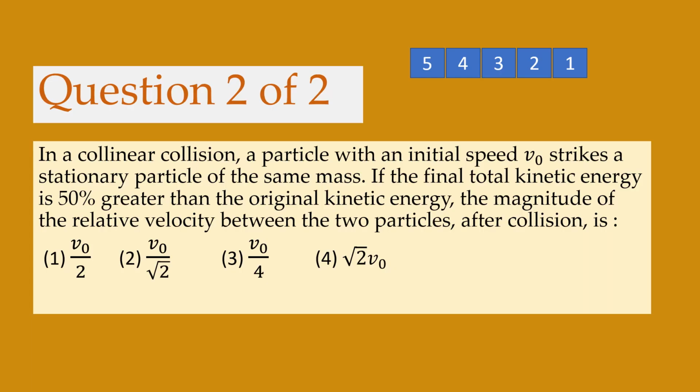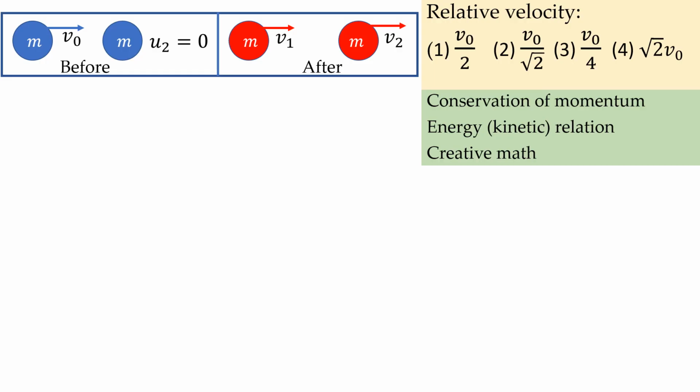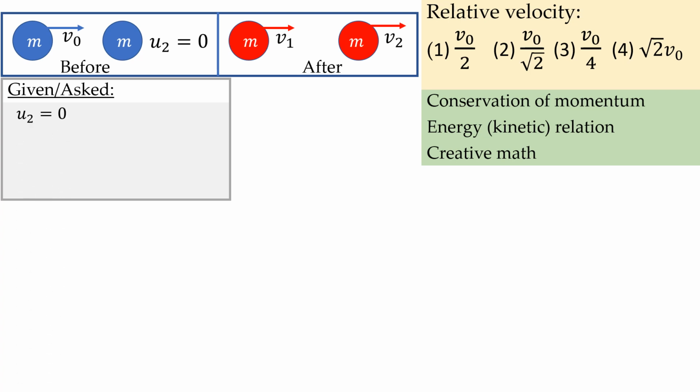This is another one-dimensional collision problem. Pause the video to read and understand before we solve. Let's proceed. The diagram related to problem is shown. On the right are choices provided. In the green are the necessary things that we need to know to solve the problem. It is one-dimensional collision problem and all the masses are same. Let's write given and ask. One object has velocity v0 and the other is at rest.